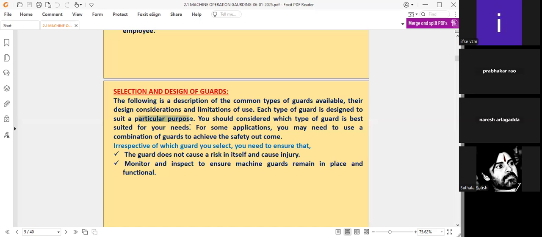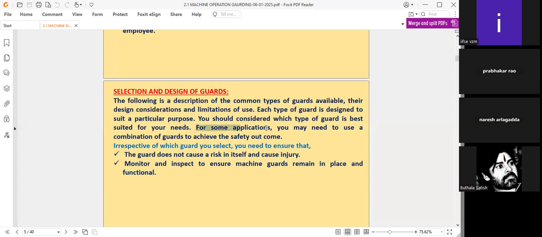But a particular purpose means the material of construction is also very important. Hazardous chemicals are there in the industry. Simply a GI sheet is not enough to take care of the machine guard. You have to see whether the machine guard sheet can handle the hazardous chemical spillage. You should consider which type of guard is best suited for your needs.